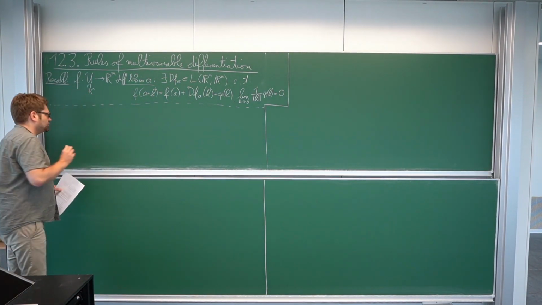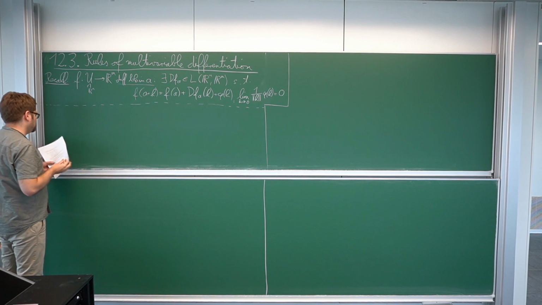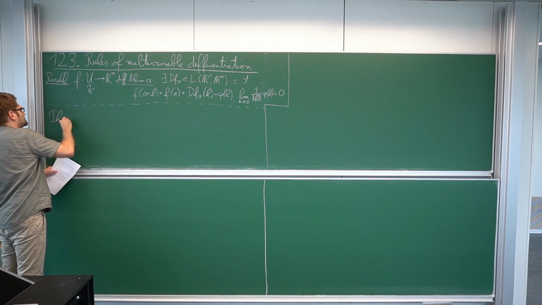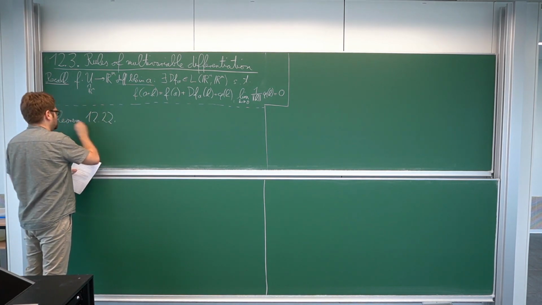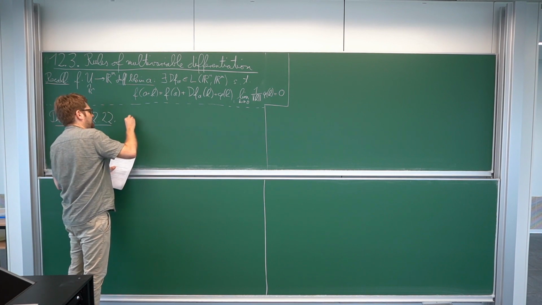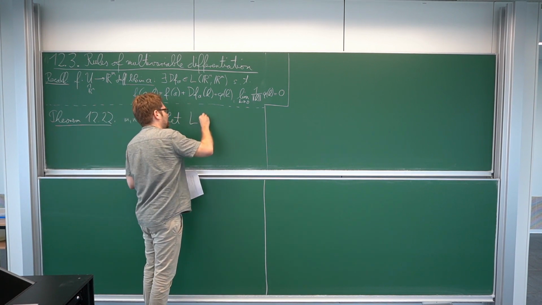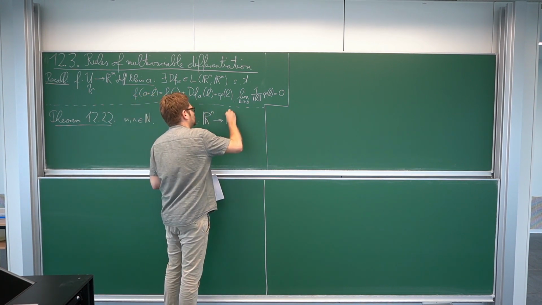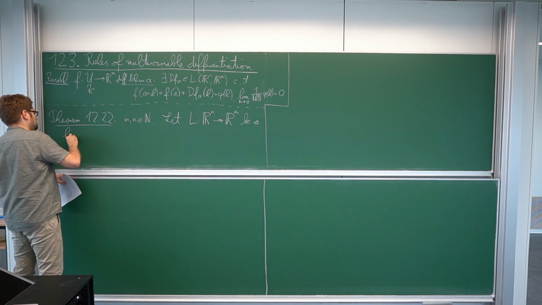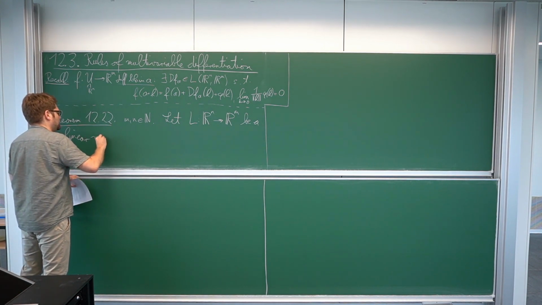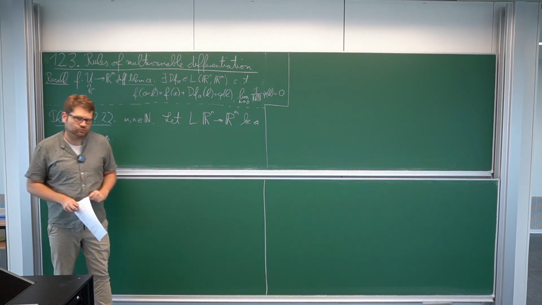Now, the first result that we want to study is a kind of sanity check. Because if this notion of linear approximation works, we should also know the answer to the following. Theorem 12.2.2. Let m and n in N, and now let L, from R^n to R^m, be a linear map. We already know that every linear map from R^n to R^m is continuous. This is what we've seen in the previous chapter.